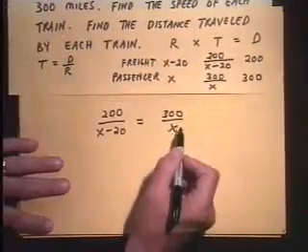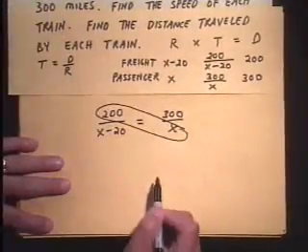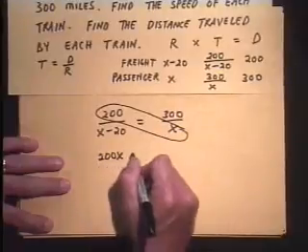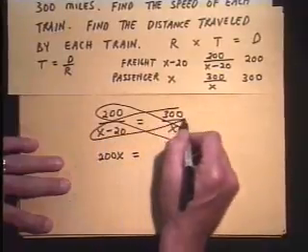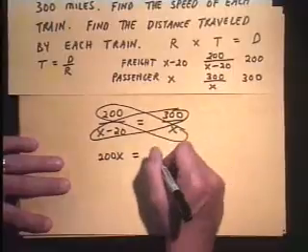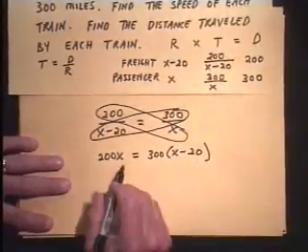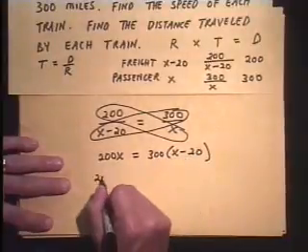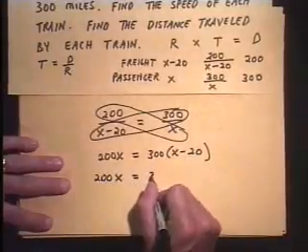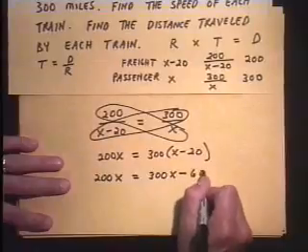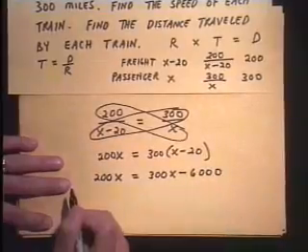So again, we're going to cross multiply: 200 times x is 200x equals 300 times x minus 20, written in this manner. And again, similar to before, we have to distribute. So we're going to get 200x equals 300x minus 6,000.